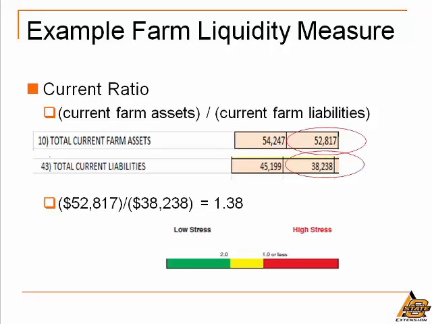Anything under 1 would certainly indicate that liquidity may be an issue for a particular farm. The 1.38 measure for this particular example farm is okay, but is certainly an indicator that the manager would want to carefully monitor the farm's liquidity position, because any deterioration in this measure would signal a potential problem.